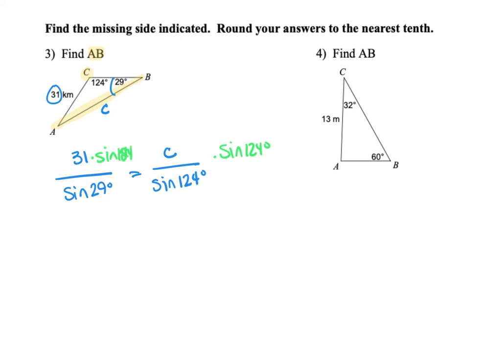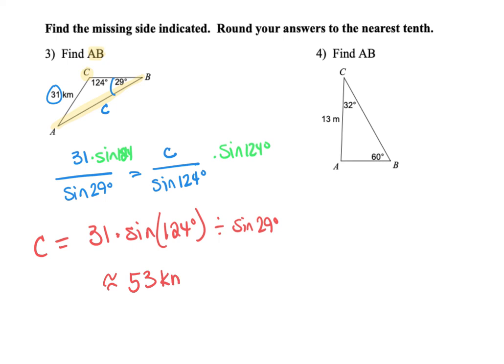All right? And so C should equal 31 times the sine of 124 degrees divided by the sine of 29 degrees. And so when you put that in, make sure that you get approximately 53 kilometers. All right, so make sure you get 53 when you do that in your calculator. Once you get 53, try number 4.